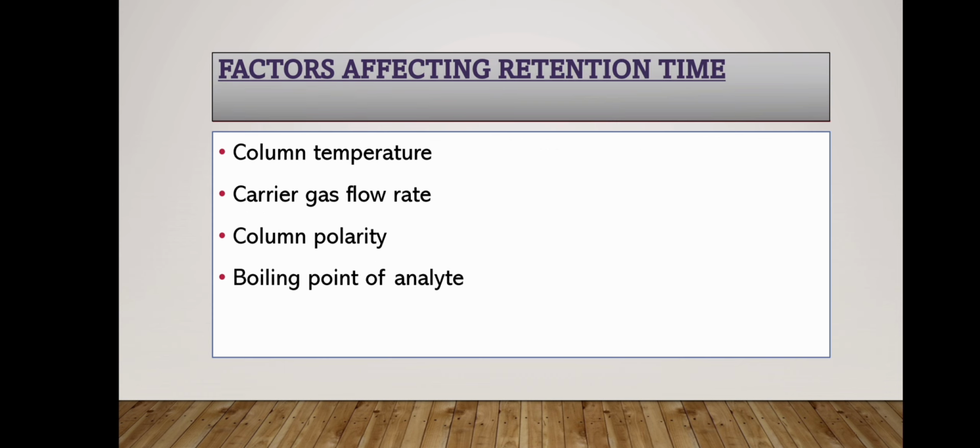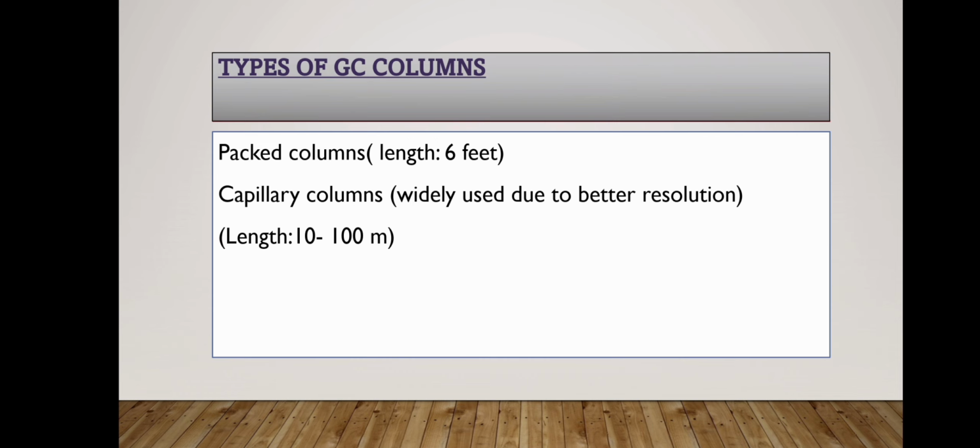What are the factors affecting retention time? First, column temperature. Second, carrier gas flow rate. Third, column polarity. Fourth, boiling point of analyte. Types of GC columns. GC mainly contains two types of columns. First, packed column having length 6 feet. Second is capillary column having length 10 to 100 meters.